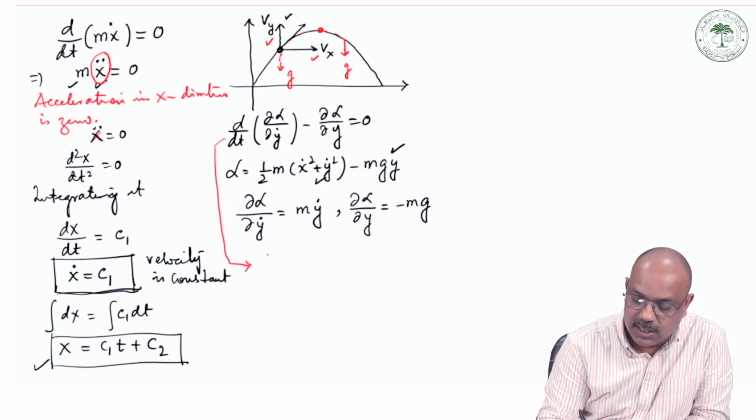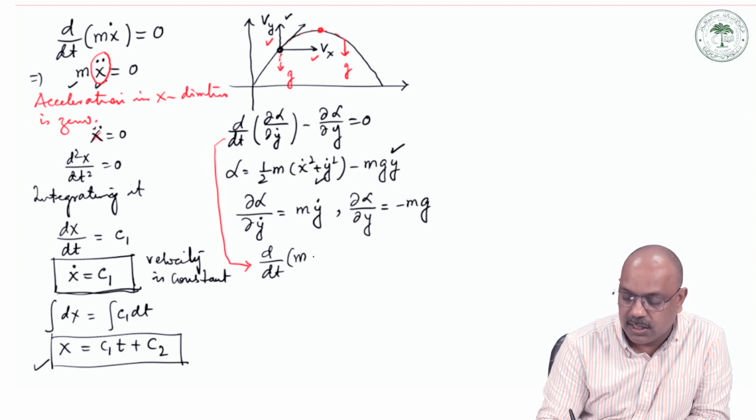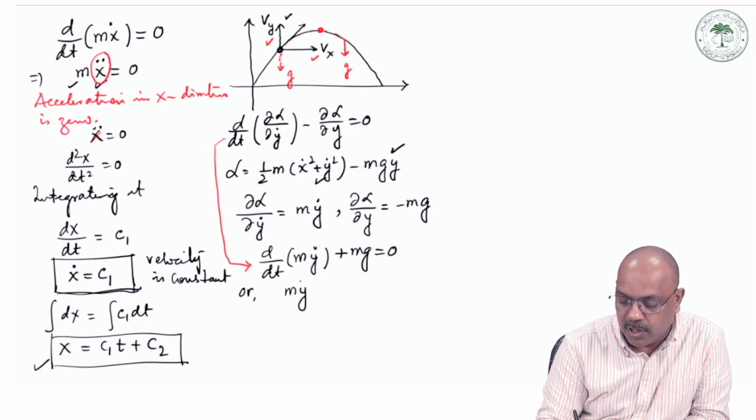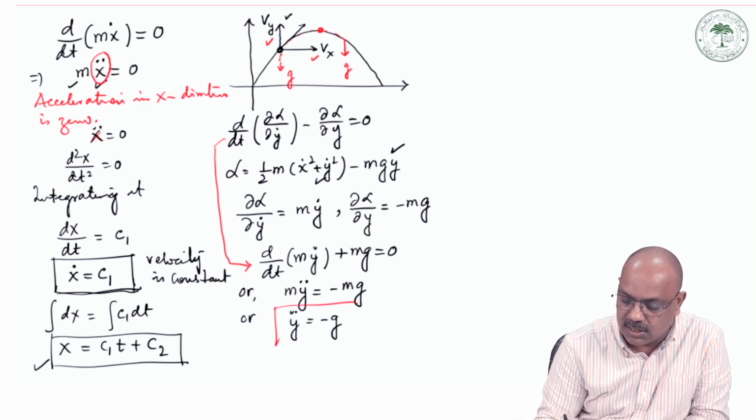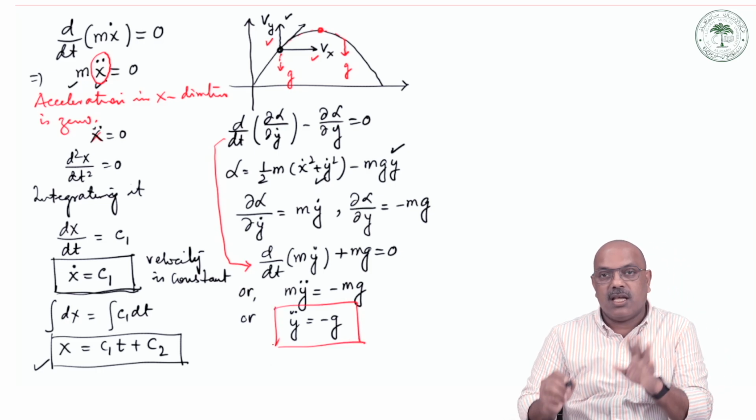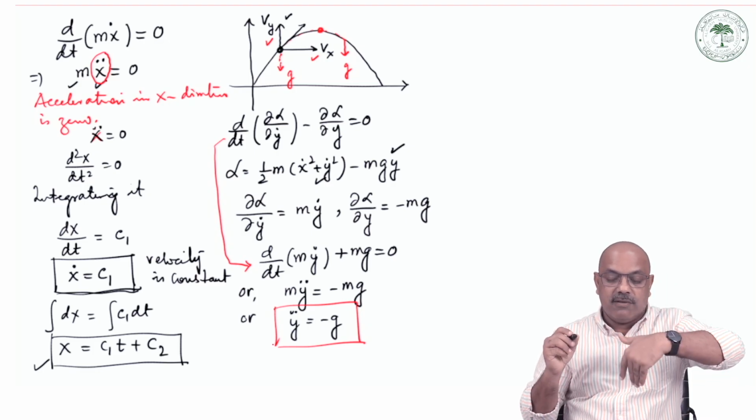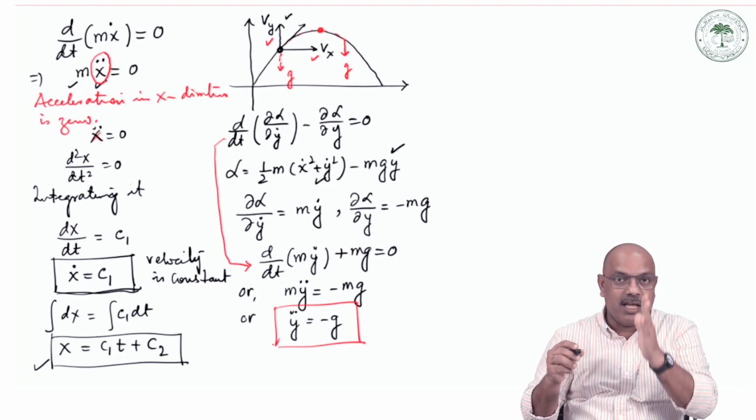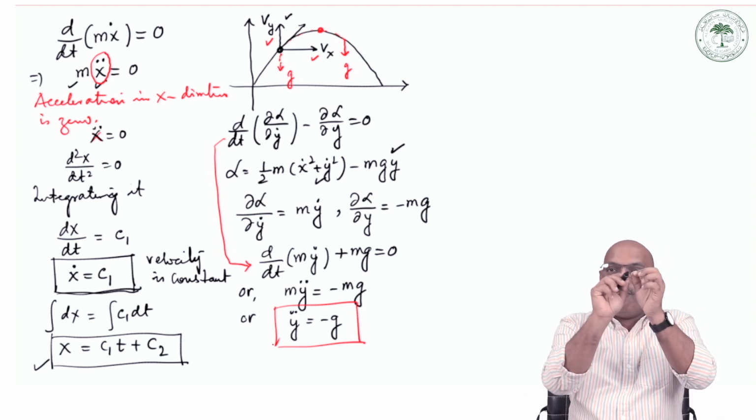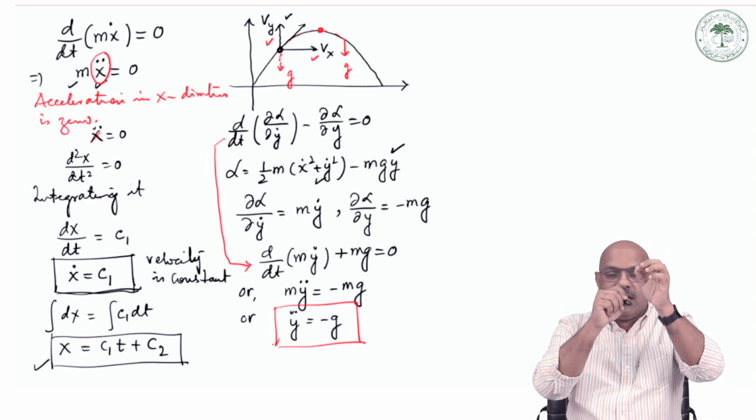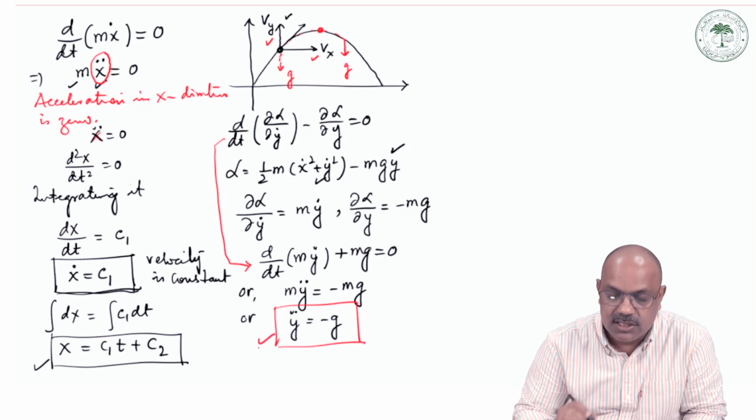So what I'm going to get is d/dt of m ẏ plus mg equal to 0, or m ÿ equals minus mg, or say ÿ is equal to minus g. You see that the acceleration is the gravitational acceleration in the negative direction. ÿ is the acceleration in the y direction. So when the projectile is going, the only force acting is in the direction of minus g. You can see from this expression.